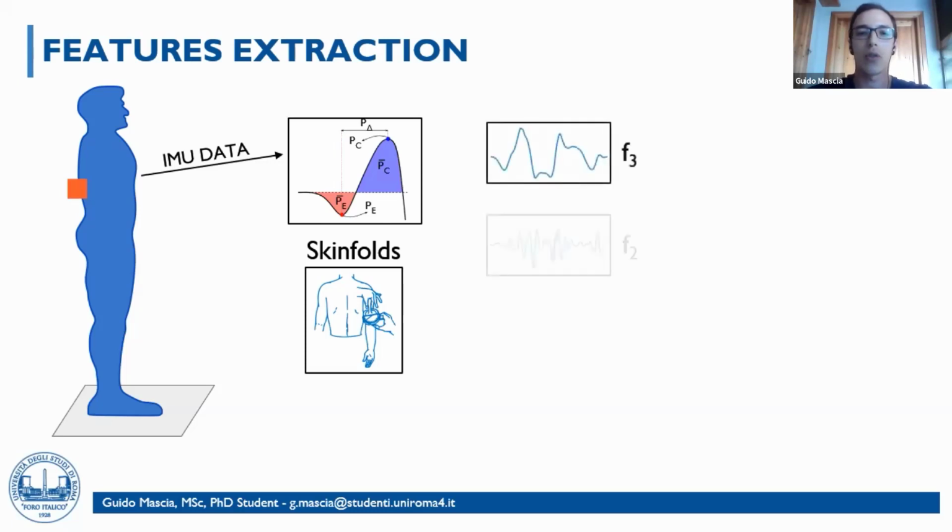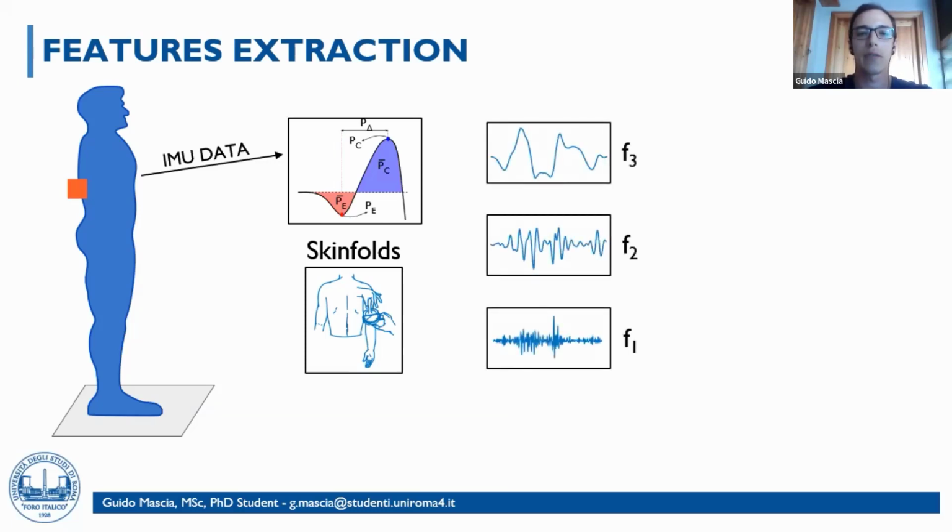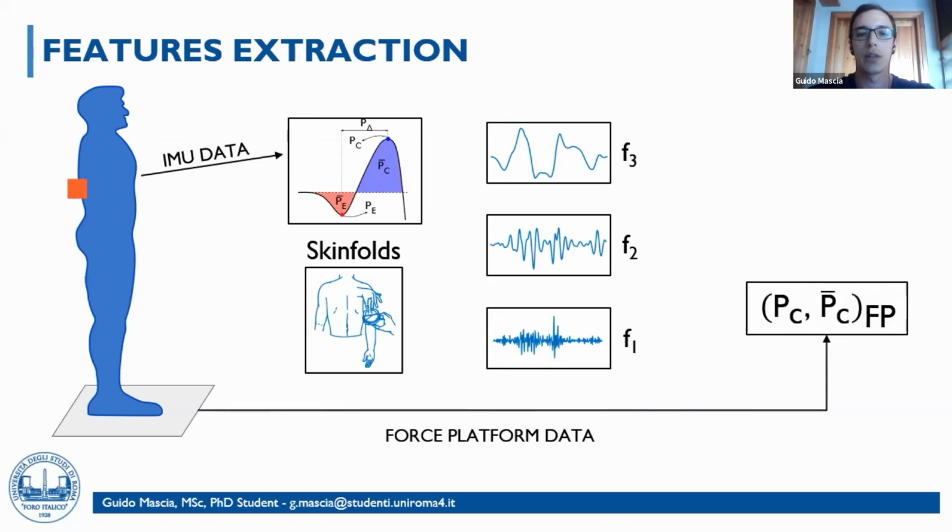And moreover, 3 other time frequency features were extracted through variational mode decomposition as the central frequencies. The F3 low frequency component was associated with the jump, whereas the mid and high frequencies, F2 and F1 respectively, were associated with the wobbling inertial effects. Then we computed peak and mean concentric power through the gold standard measures.